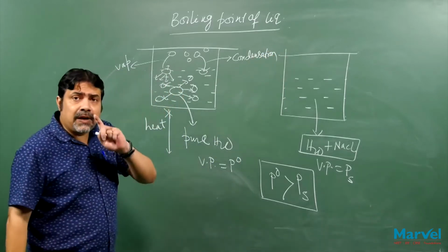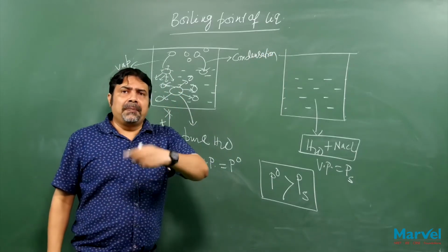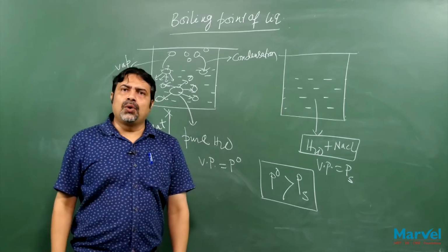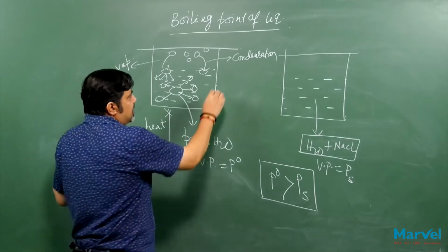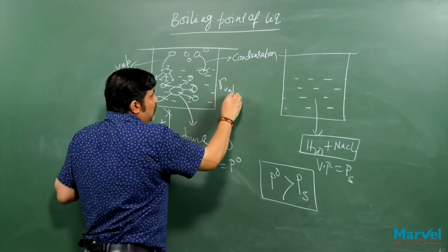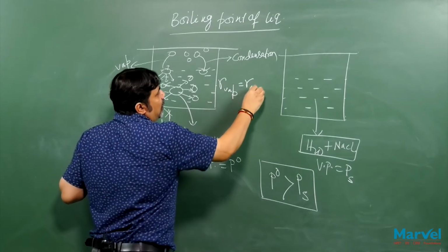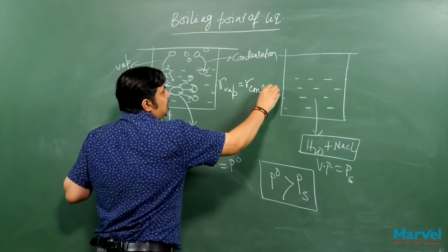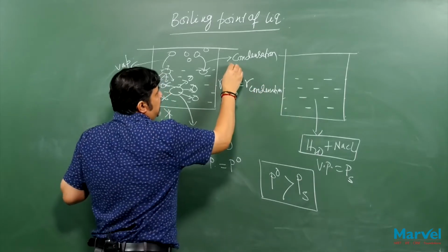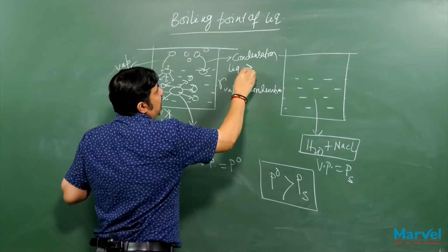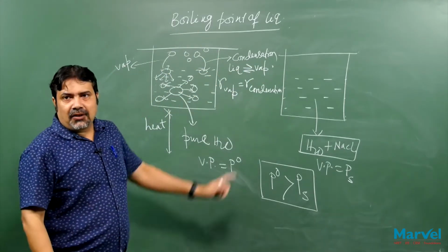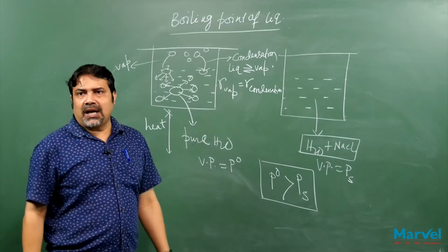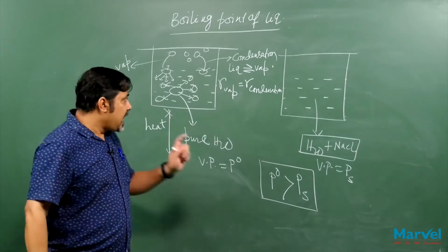Continuously, vaporization, condensation, vaporization, condensation is going on. So one point will be reached when the rate of vaporization will be equal to the rate of condensation. That means equilibrium will be reached between the liquid and the vapor. At that point, the rate of vaporization will be equal to the rate of condensation.